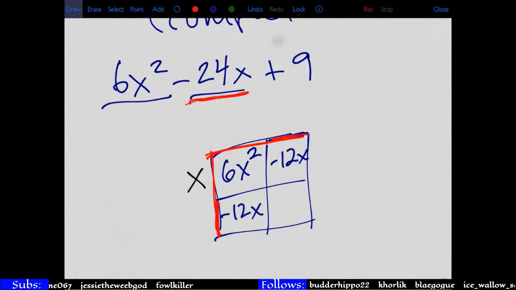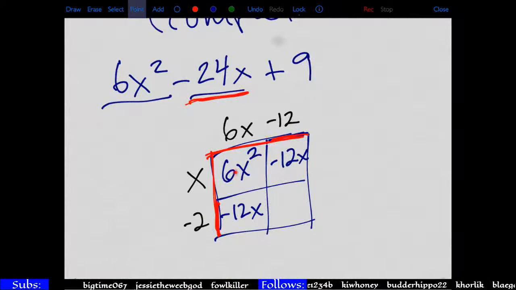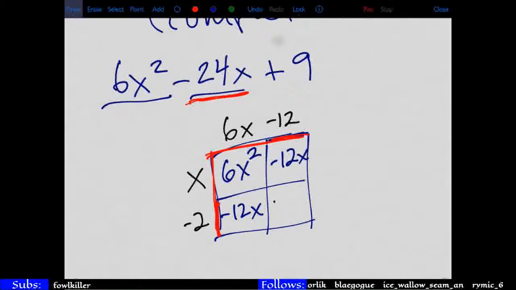So if that's x, then this top one must be 6x to make 6x squared, which means this bottom side needs to be negative 2 to make negative 12x. And this side one here needs to be negative 12 to make negative 12x. And then our bottom right box will be negative 12 times negative 2, which makes 24.